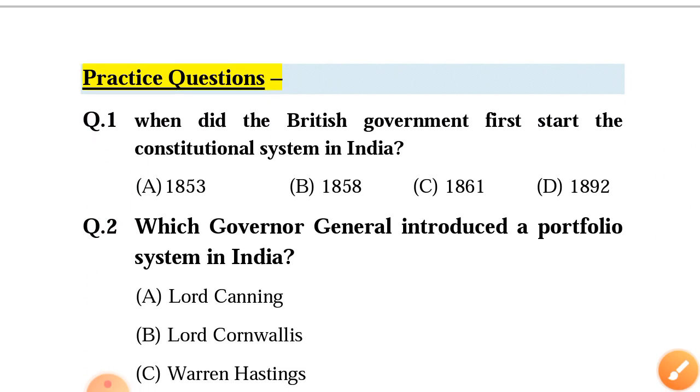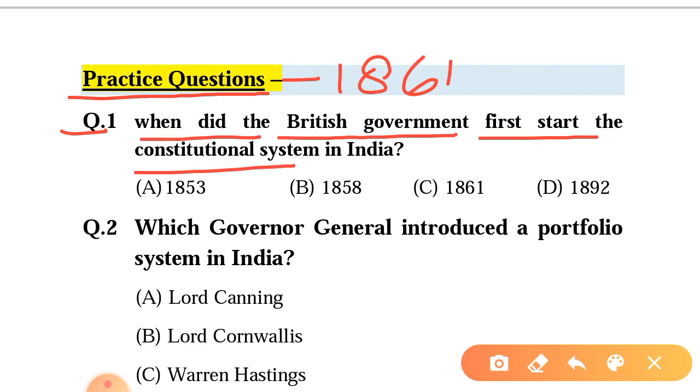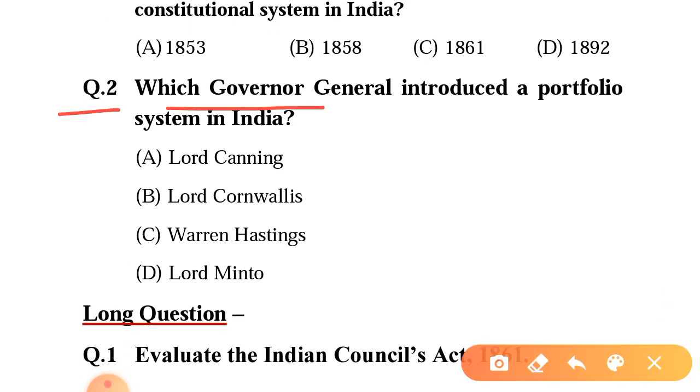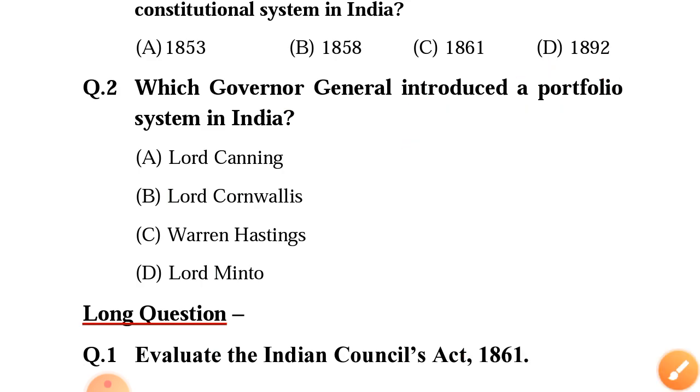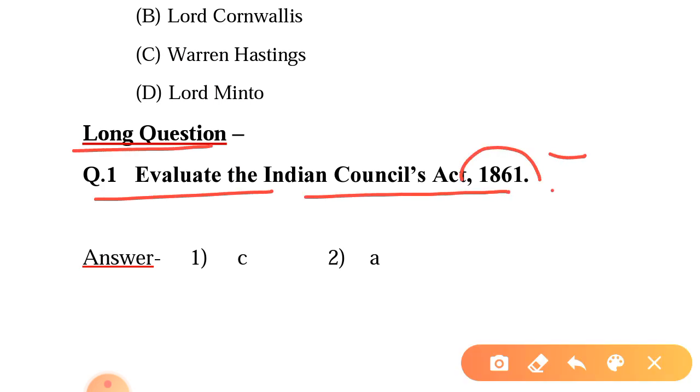So, next, practice questions related to this Act. You can solve them. First question. When did the British government first start the constitutional system in India? Next question. Which Governor General introduced the portfolio system in India? Long question. Evaluate the Indian Council Act 1861.